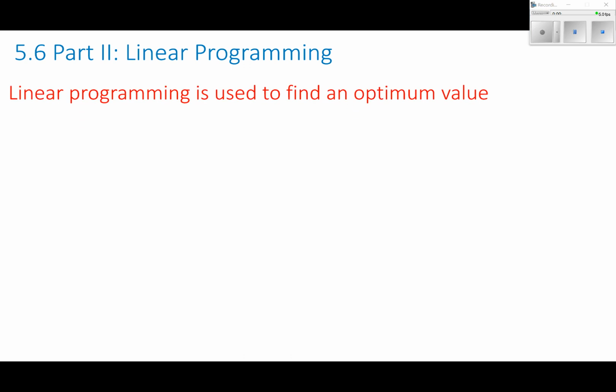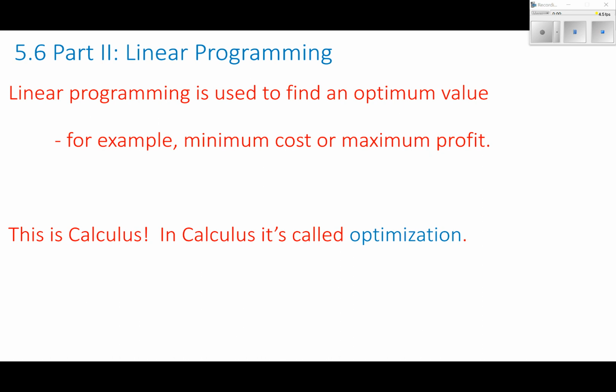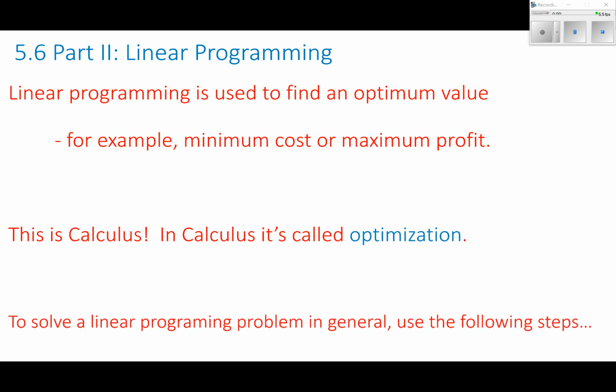So linear programming is used to find an optimum value. So for example, we could do minimum cost or maximum profit. So this is calculus. In calculus, it's called optimization, but we're trying to find that optimal amount. To solve a linear program problem, there are some steps, though, that you need to follow.